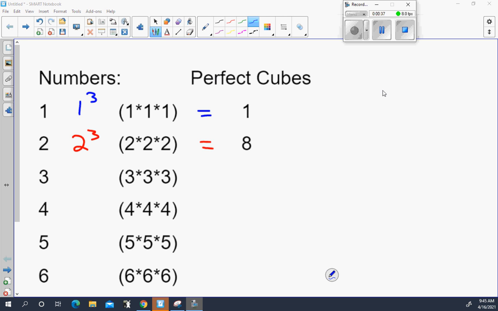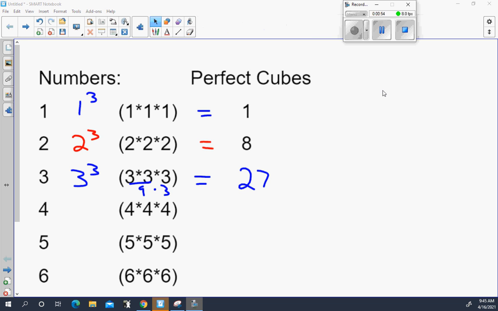Okay, 3 cubed is like saying 3 times 3 times 3. And can we do that math? Well, 3 times 3, that gets us 9. So 9 times 3 more is equal to 27. 4 cubed is equal to, well, 4 times 4, that's 16, times 4 more is 64.